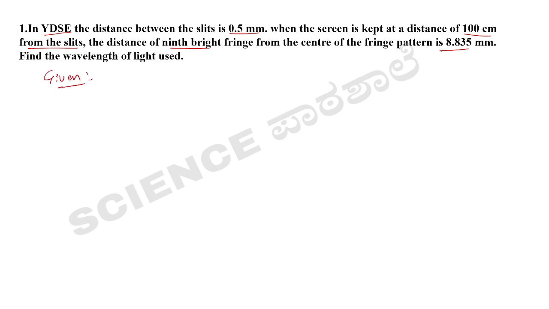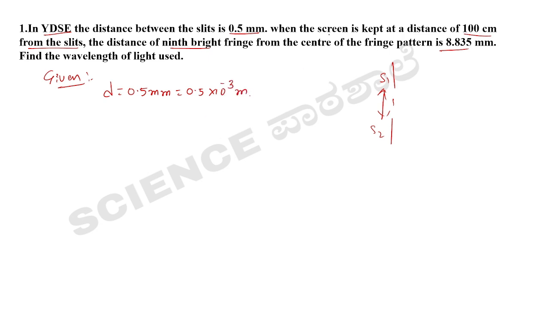What are they given? The distance between the slits is 0.5 mm, meaning the distance between two slits. This is one slit, this is another slit, S1, S2. The distance between these two is small d. Small d is equal to 0.5 mm, so 0.5 into 10 raised to minus 3 meter.